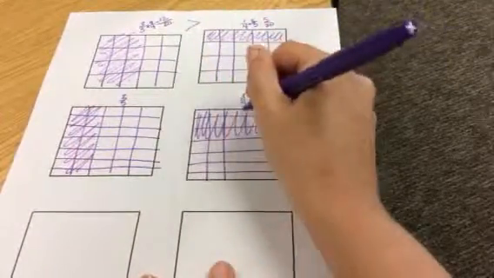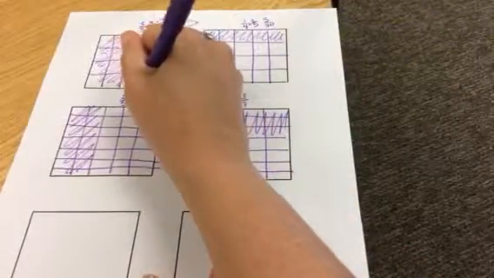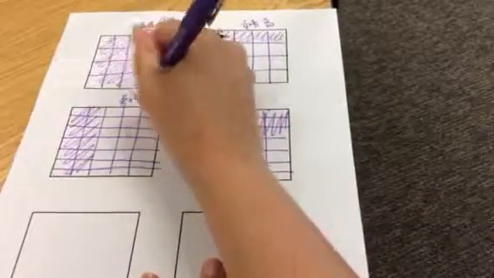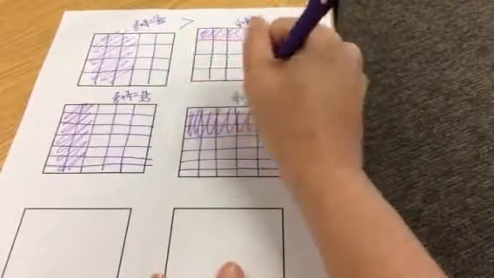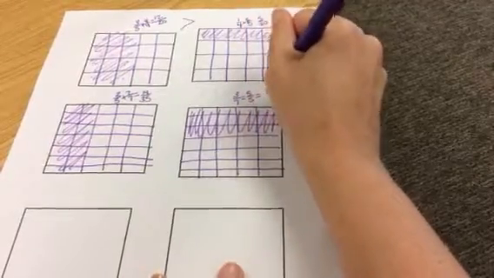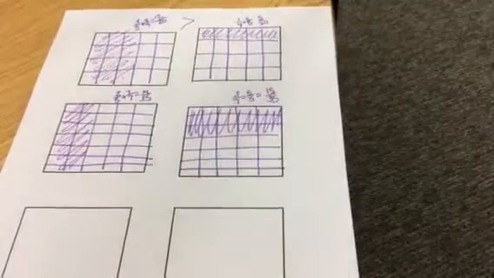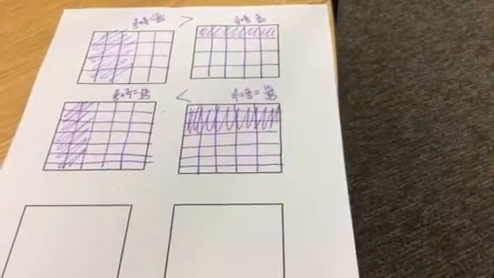So I split this one into sevenths, 7 sevenths. 2 times 7 is 14, and 5 times 7 is 35. And I split this one into fifths, 1, 2, 3, 4, 5. Oh, and look, so now I can see that this one is bigger.